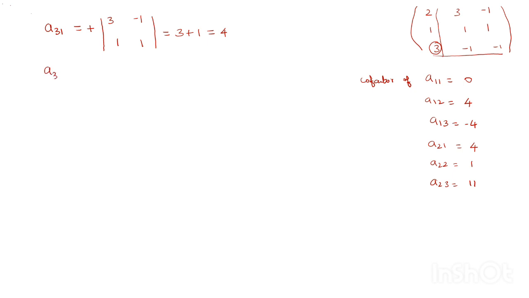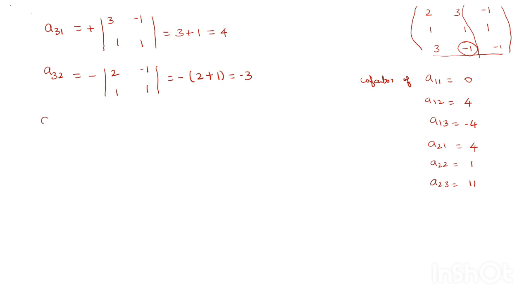And the cofactor of A32 is the negative of the minor matrix of A32. So this time you remove the third row and the second column. So you can get 2, 1, 2, negative 1, 1, and 1, which is negative of 2 plus 1. The negative into negative is positive. So therefore 2 plus 1 equal to negative 3.